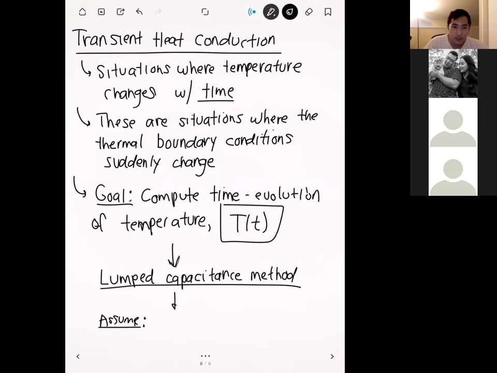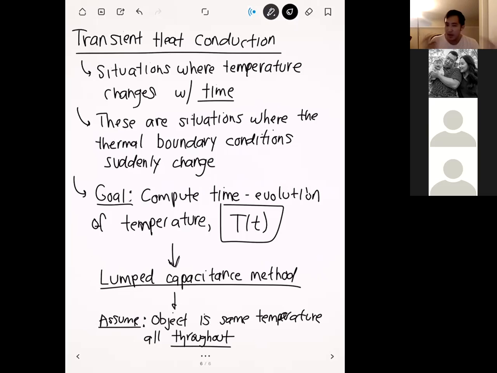And the reason it's called lumped is because our big assumption here is that the temperature in our object does not vary with space, okay? Or in other words, whatever object we're considering is the same temperature all throughout. Okay. And so it's basically going to have the same temperature on the surface as it is at the core and at every point in between.